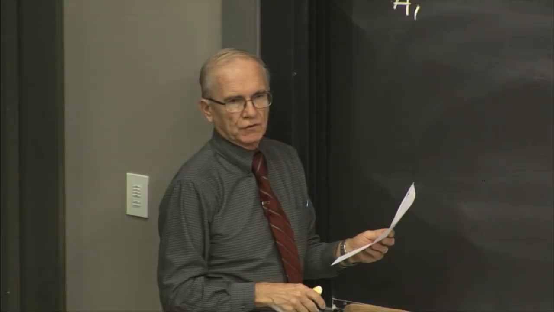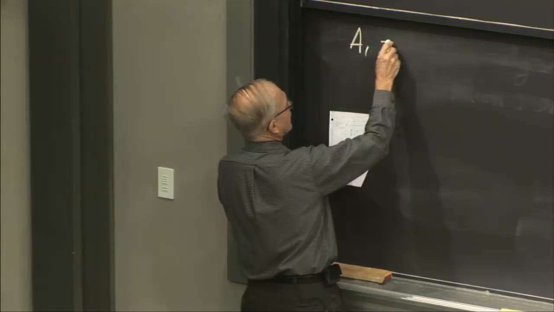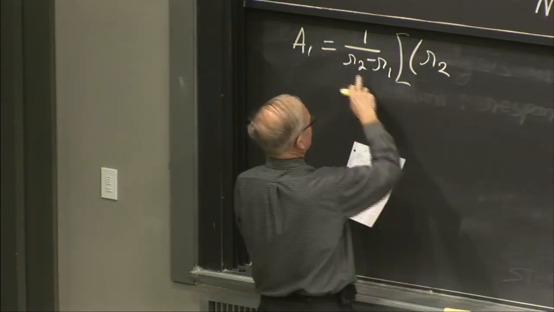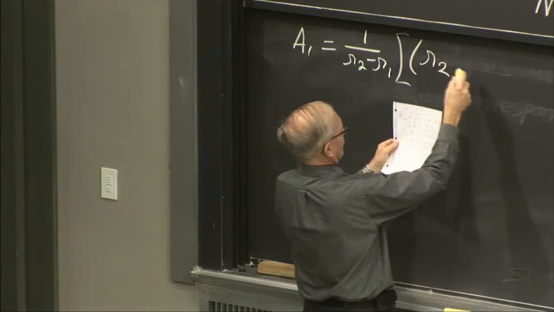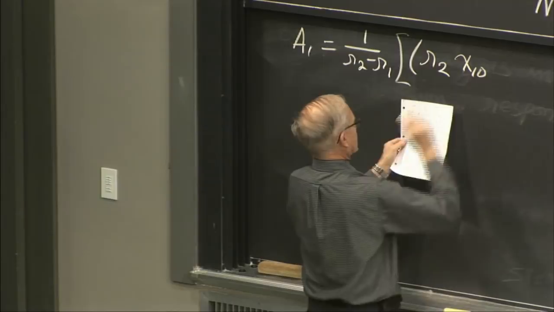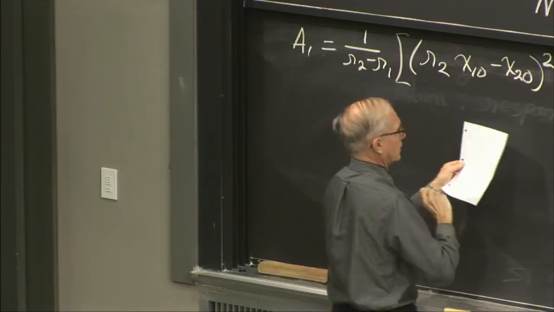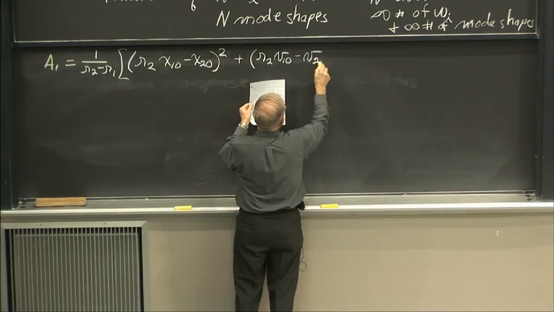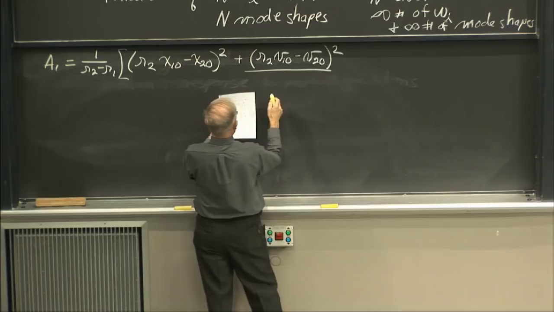So the solution for A1 is 1 over R2 minus R1. It's all in terms now of things you know. These R2s and R1s are part of the mode shape. And the rest is initial conditions. x1 of 0 minus x2 of 0, squared, plus R2 v1 of 0 minus v2 of 0, quantity squared over omega 1 squared, whole thing square root.